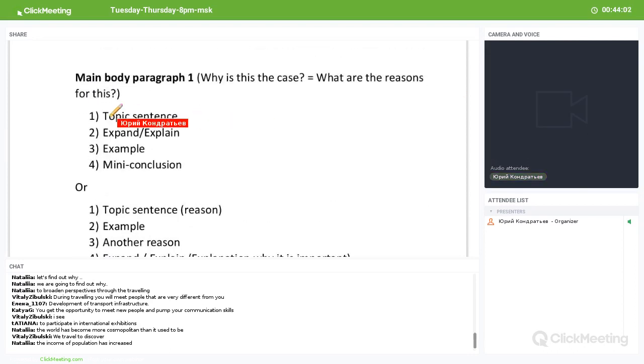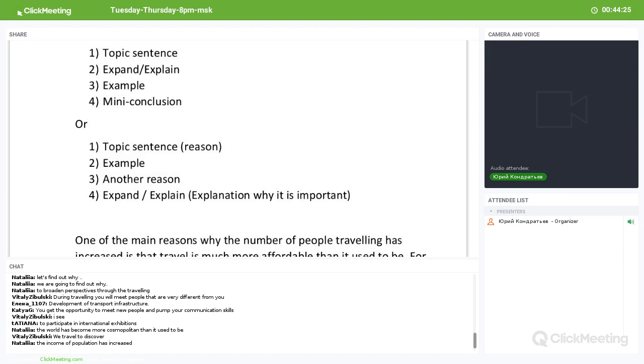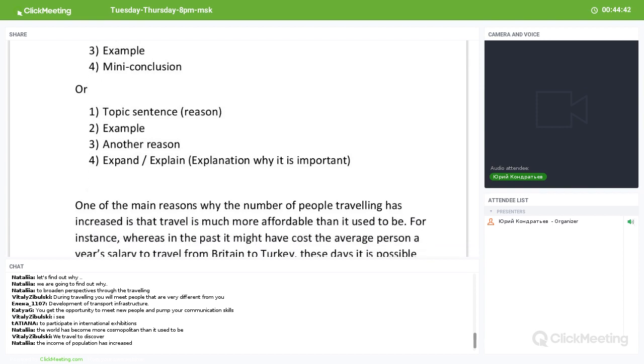Normally, you structure your essay like this. You write a topic sentence and then you explain the reason. Then you expand or explain why this reason is the reason. Then you give an example and then write a mini conclusion. This is the classical structure. Today, I will offer you a creative one. Well, more or less creative. You can give a reason, then give an example. You just justify it by giving an example. Then you give another reason and explain why this is important. And then you have the paragraph already. So here is the example.